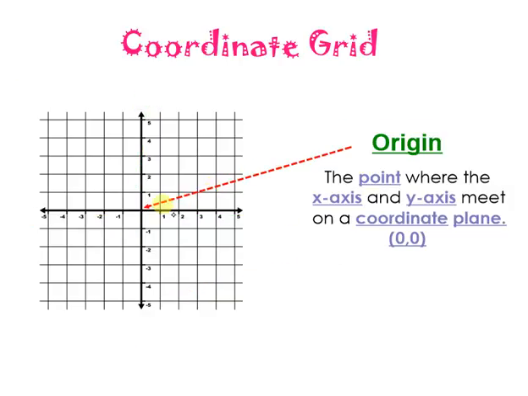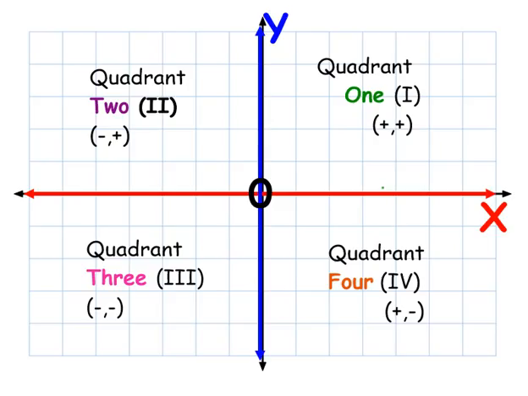The other important part of the coordinate grid is called the origin. The origin is where 0 and 0 meet each other, and we'll talk more about what a coordinate pair is in just a second. But what you need to know is that the origin is at the center of the coordinate grid, and it's where the two axes, the two number lines, meet.